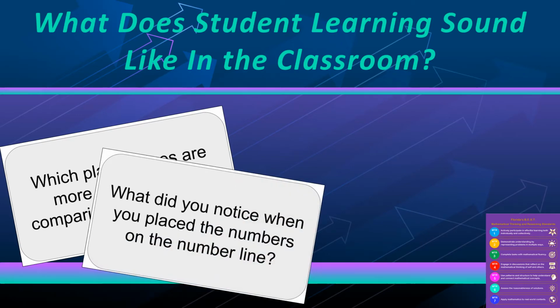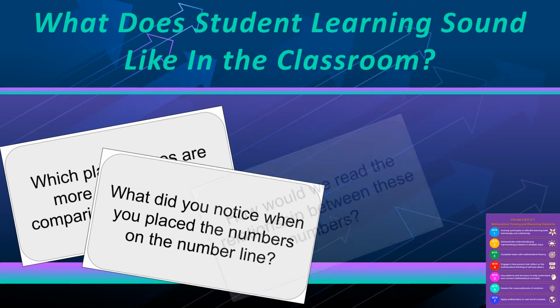What did you notice when you placed the numbers on the number line? What we're looking for is that they're seeing that the number that's further to the right is greater than the number that's further to the left. So whenever we're ordering numbers, even if we have those three numbers, that helps me determine the order right there.